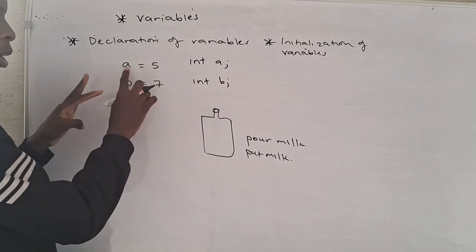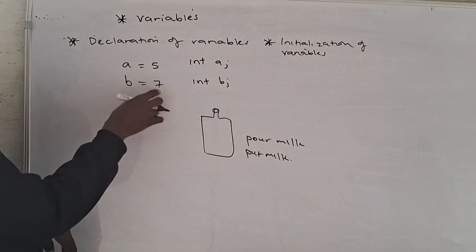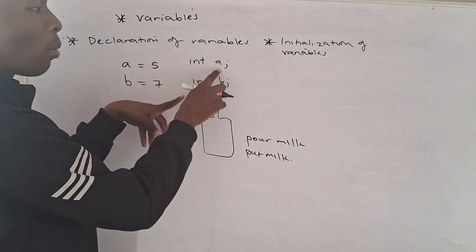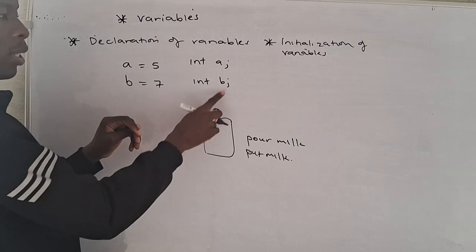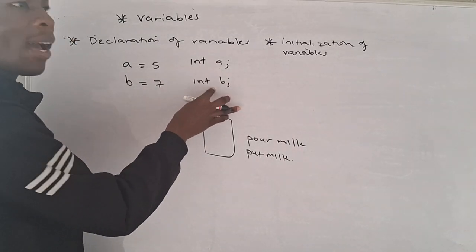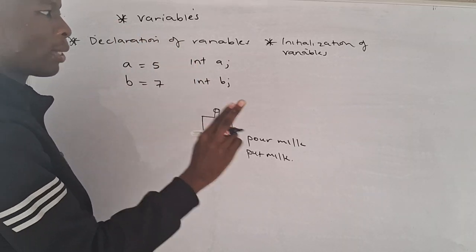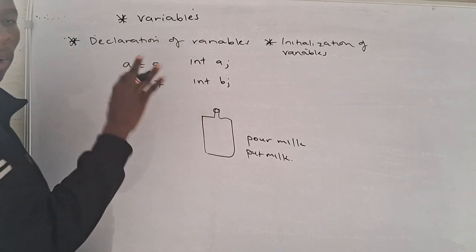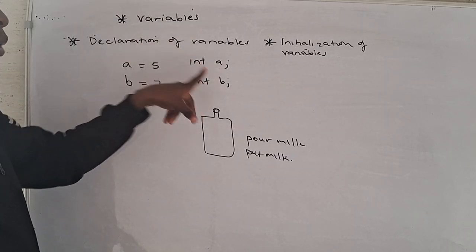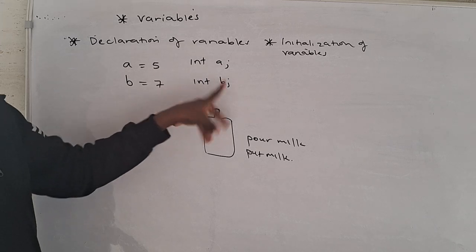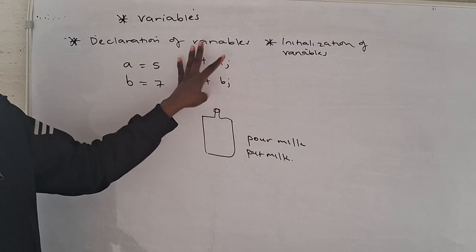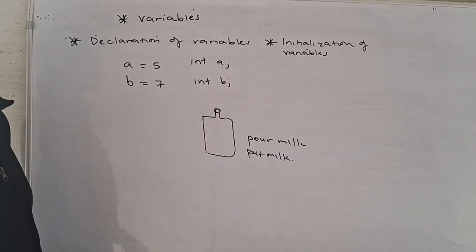Likewise, I want to store 5 in A. I want to store 7 in B. Now, before you store, you should tell the compiler that this A is going to store an integer, and this B is going to store an integer. So these two statements are introducing two variables, A and B, to the compiler. So the compiler will know: if it encounters A, it will know A is storing an integer. If it encounters B, it will know B is storing an integer. This is very, very important. At least try to understand.